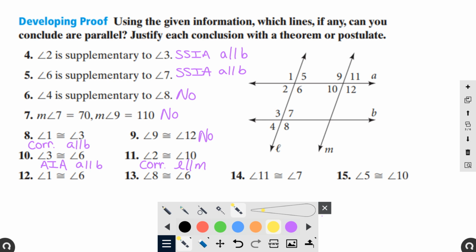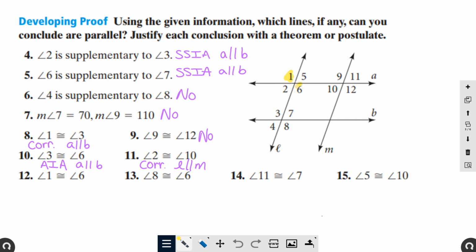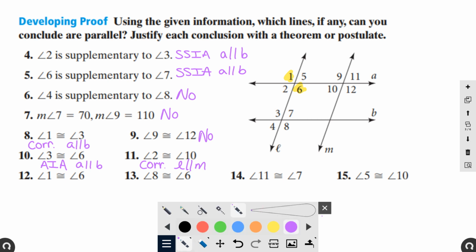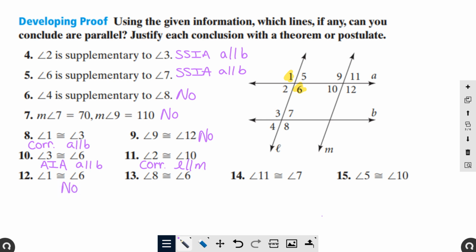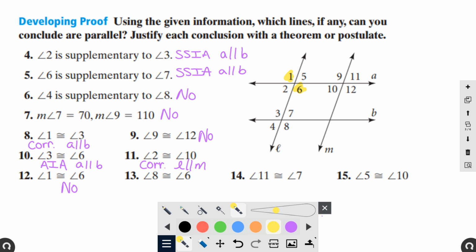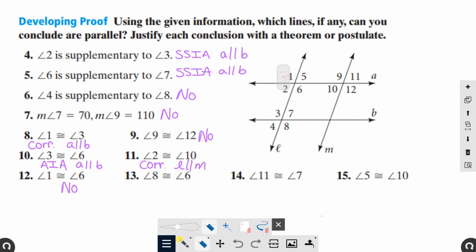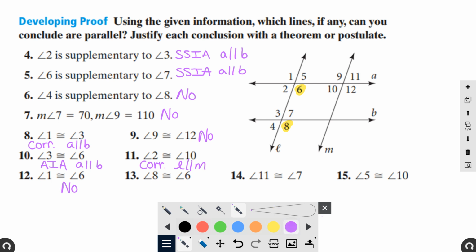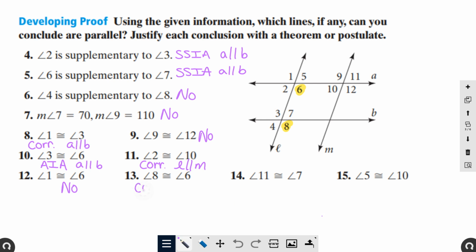All right, our next group that we have is 1 and 6. What type of angles are 1 and 6? So what do I say for my answer here? There you go. We say no. Vertical does not prove lines are parallel. All right, we got 8 and 6. So here's 6, here's 8. They are corresponding. Which lines are parallel? Because corresponding is one that we can use. A and B. That's right. Those don't even touch line M. So it must be A and B.